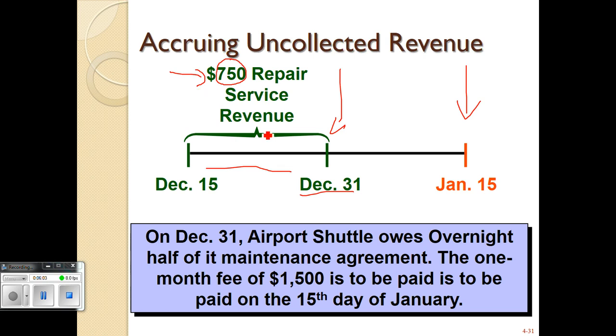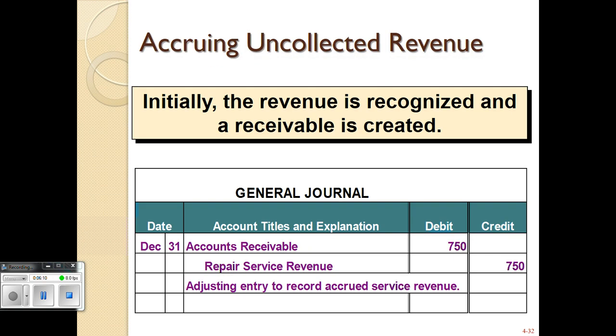It's also only fair to show that those people that I did that work for owe me the money. So what I need to do is make this adjusting entry on December 31st to reflect those realities. So notice what I'm going to do. On December 31st, I'm going to make an adjusting entry. I'm going to debit my accounts receivable, which is my balance sheet item, and that shows the fact that I've done the work and they owe me the money. And I'm going to credit a revenue account, in this case repair service revenue, which is my income statement item, which shows that I worked and earned $750 of revenue.